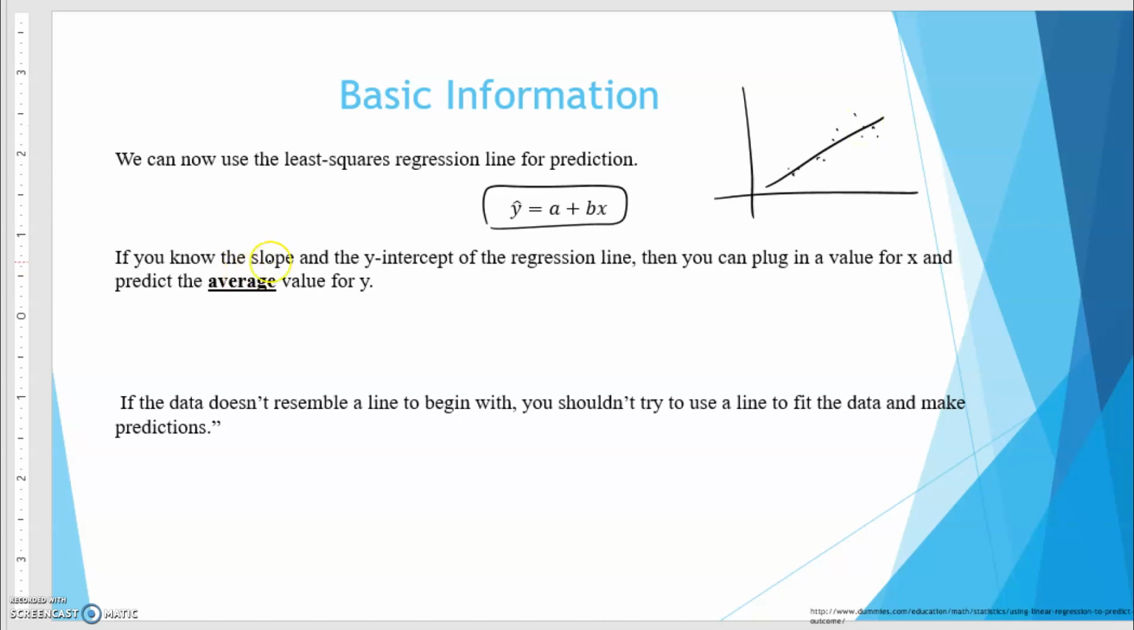Okay, so if we know the slope and the y-intercept, or if we know A and B of your regression line, then we can plug in any value for x, and we can predict the average. That's important right there. The average value for y. So it won't be an exact value because we're using this line to make predictions, and this line is an estimate to these data points right here. And just FYI, if your data doesn't resemble a line to begin with, you shouldn't use a line to fit the data and make predictions.